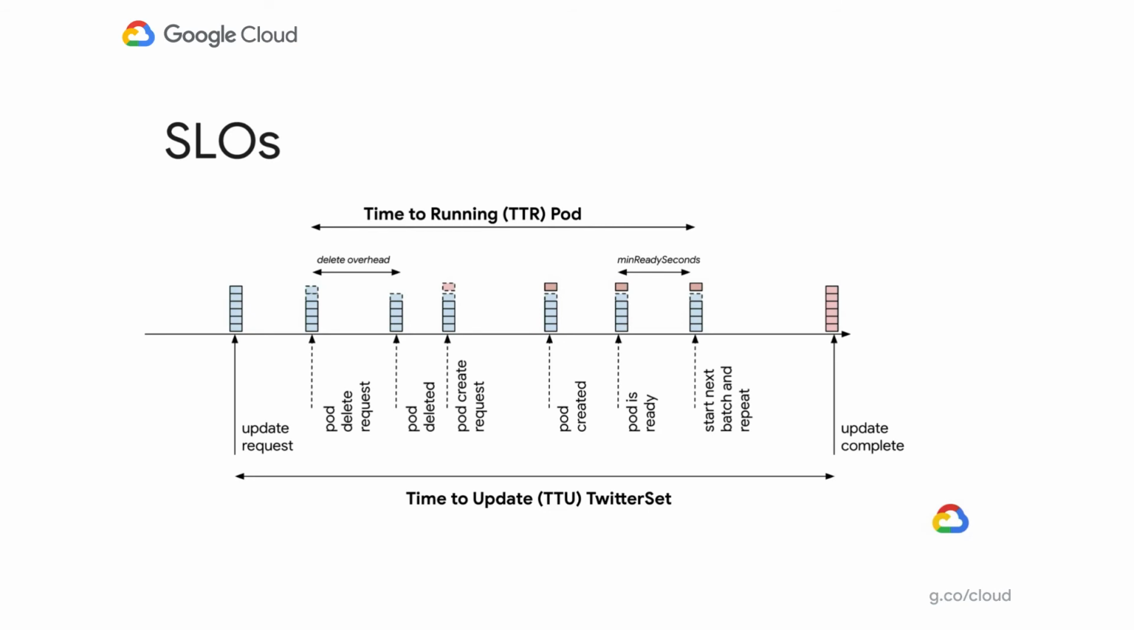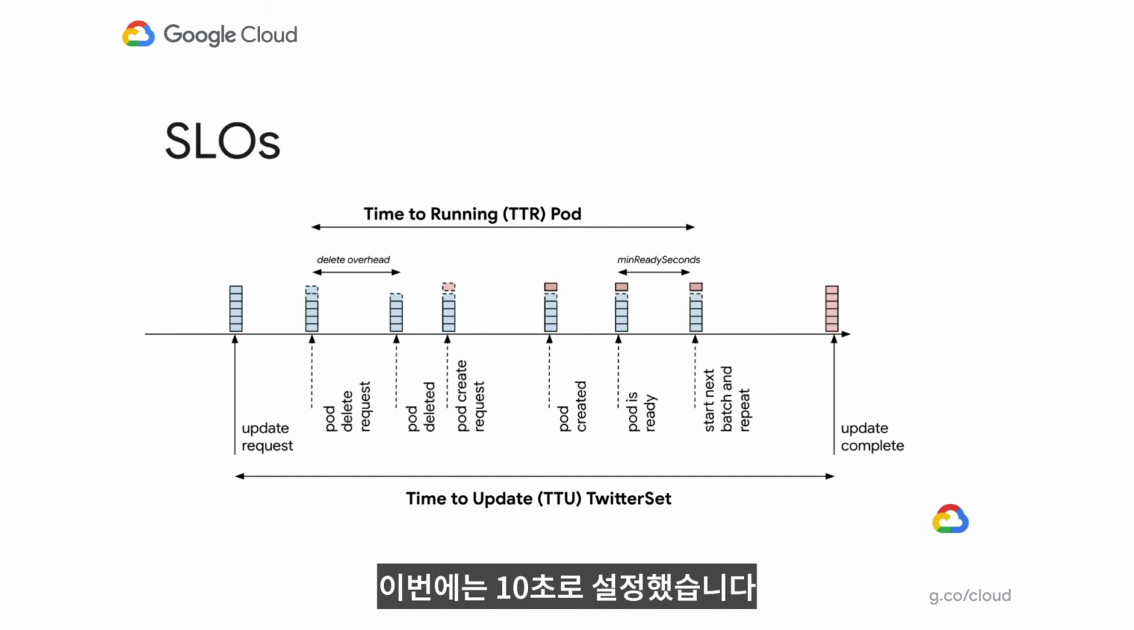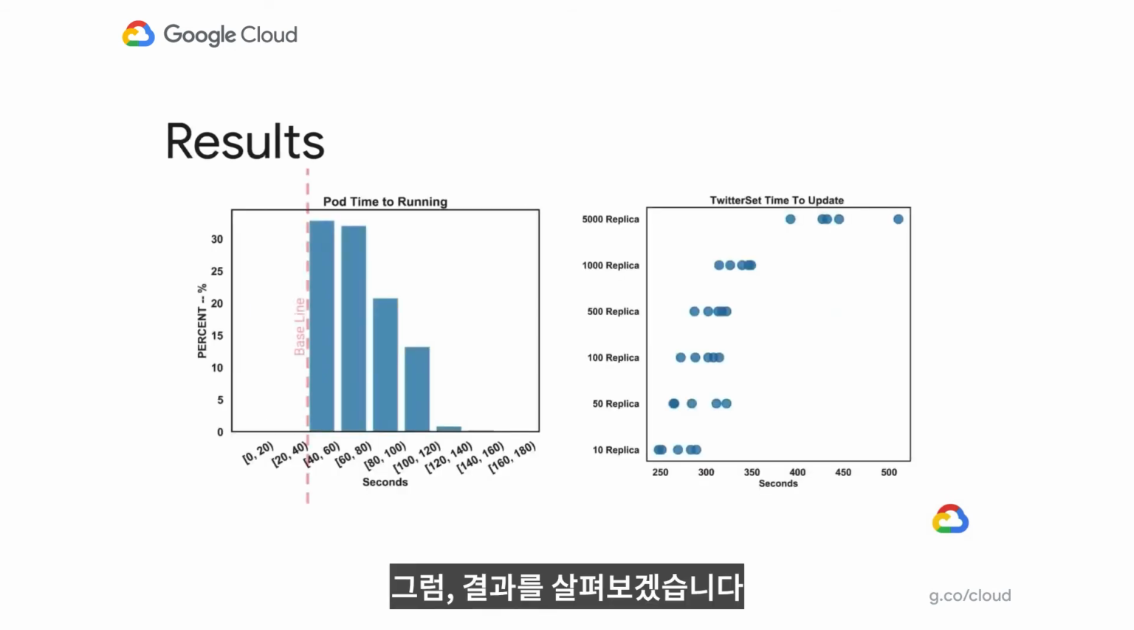5,000 replicas. Time to running for a pod is the time between when a pod update is requested until it is considered running after its update is finished. As the diagram shows, this also includes some overhead for deleting the old pod, in addition to a minimum ready seconds, which is a setting that you can set in your pod spec. We set that to be 10 seconds, and we targeted this SLO to have a median of below 40 seconds. So with that, let's look at some results.